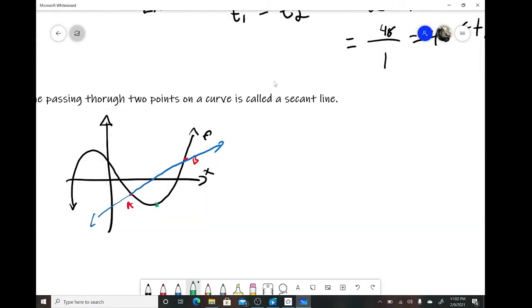So yeah, any line passing through 1 point on a curve, and I did not want to use this color, is called a tangent line. So this one is called a tangent line. This one is a secant line. So these are two very, very important concepts to know.